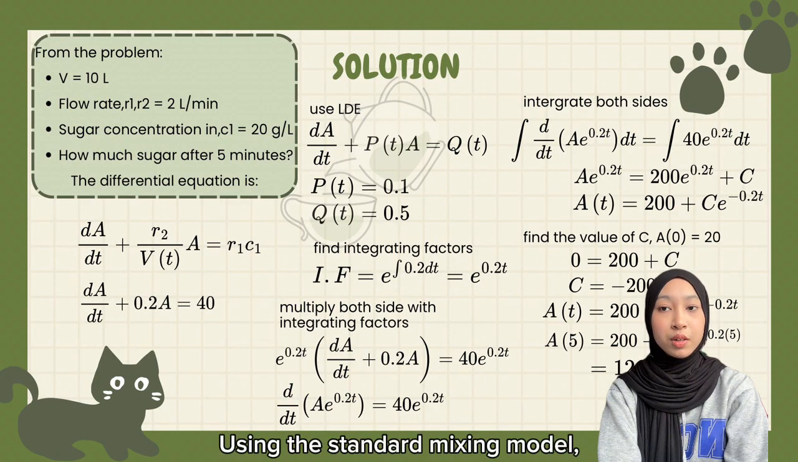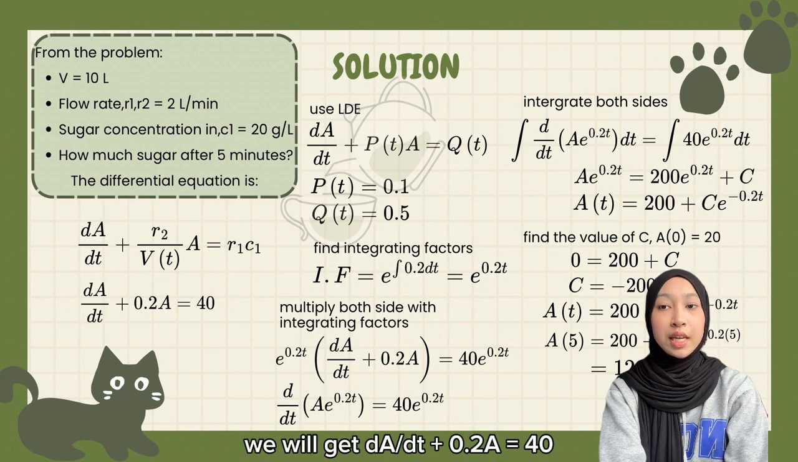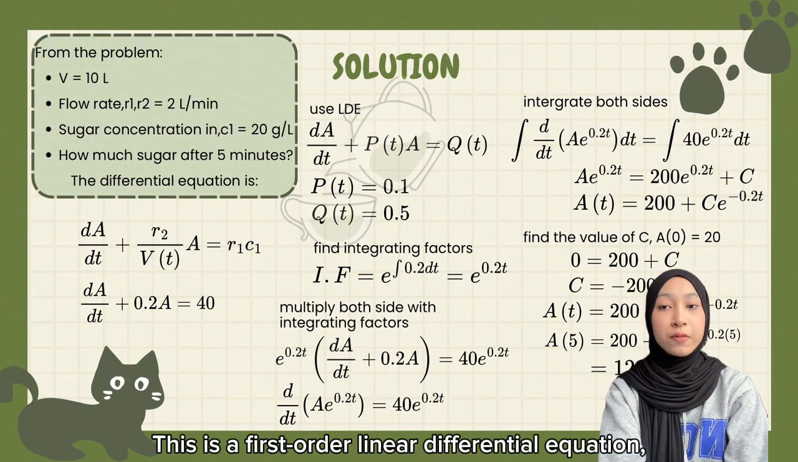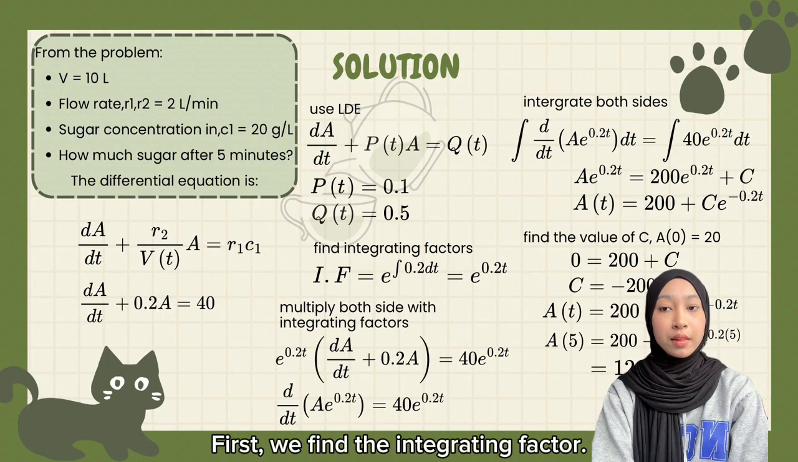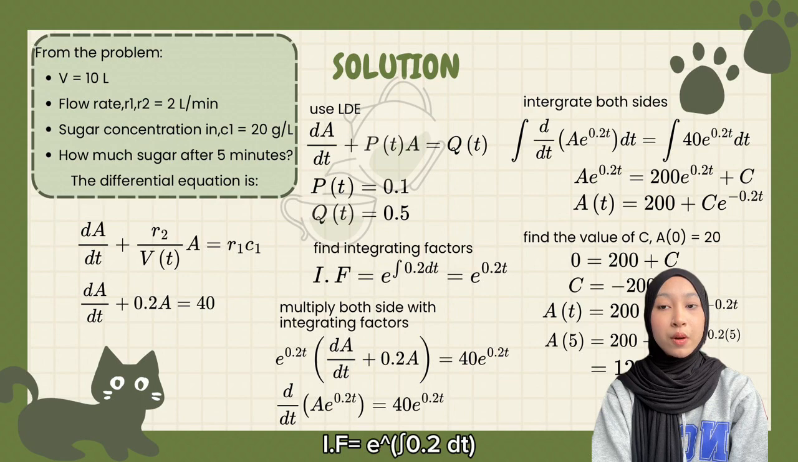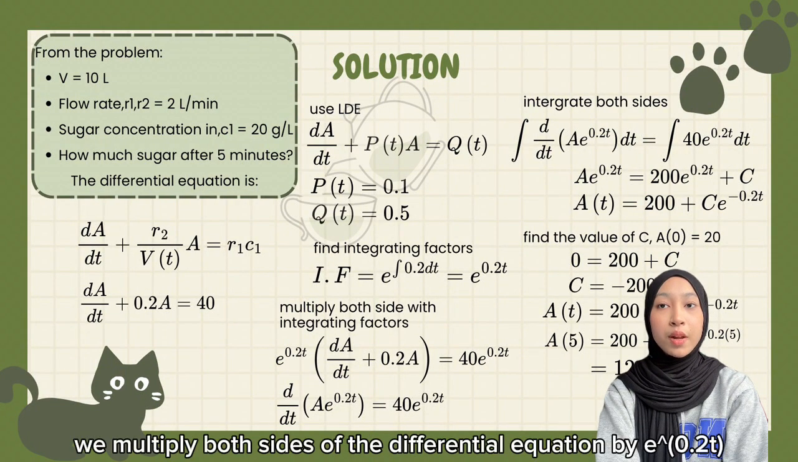Using the standard mixing model, substituting all the given values into the equation, we get dA/dt plus 0.2A equal to 40. This is a first order linear differential equation, so we solve it using the integrating factor method. First, we find the integrating factor. IF equal to e^(integral of 0.2 dt), so we will get e^(0.2t). Next, we multiply both sides of the differential equation by e^(0.2t).